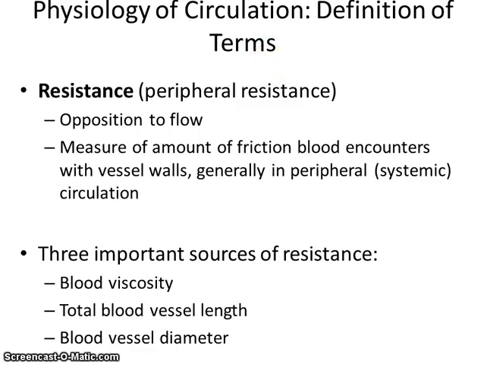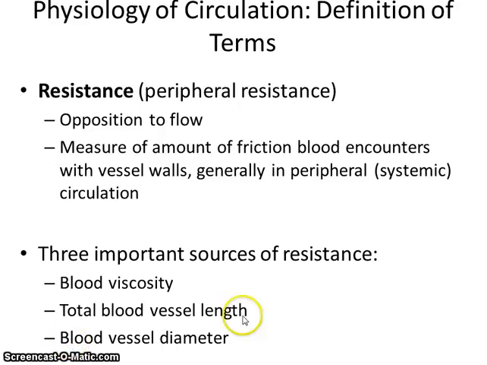And resistance is opposition to flow. So we generally measure that as friction. While blood is in resistance, you'll have pressure, and then you'll see after the blood moves through the resistance, blood pressure drops. So we're going to go through the three sources of resistance, where we get friction from. First, blood viscosity, how thick it is, the total length of your blood vessels, and then the diameter of your blood vessels.